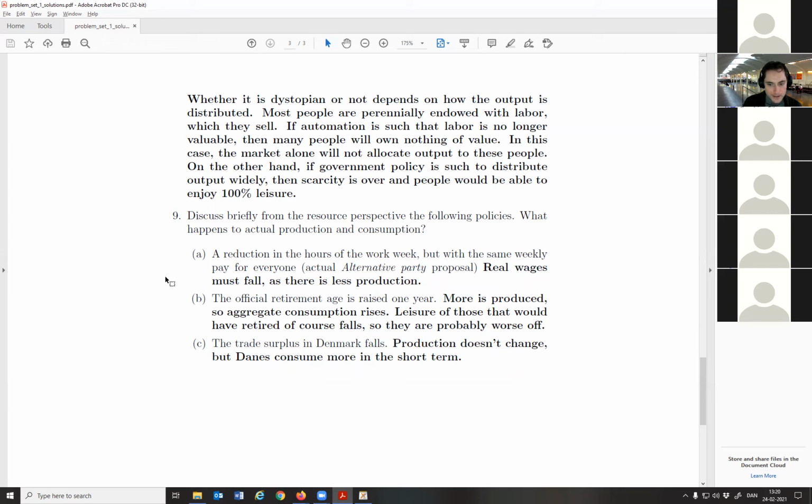Okay. C: trade surplus in Denmark falls. Production doesn't change, right? But Danes consume more in the short run. Recall that this is the perspective where production is based on the amount of factors of production you have in your economy. So if the trade surplus changes, that doesn't change the factors of production. Output is the same. It's just that now we're not shipping so much of it out. Some of what we were shipping out, we're maybe consuming instead or investing instead.